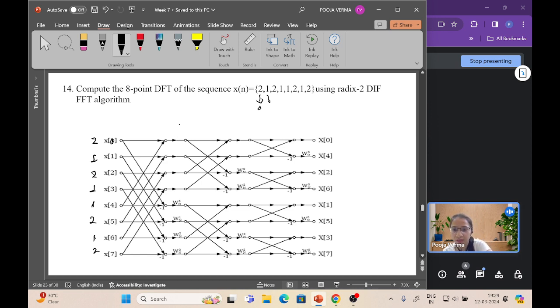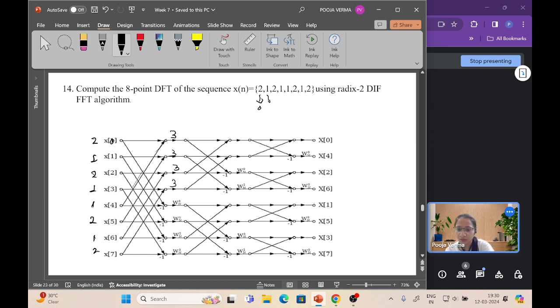Let's calculate this in the first stage. Here it is directly multiplied and added. So 2 plus 1, add this one. 2 plus 1 is 3, right? And x of 1 is 1, 1 plus 2, 3. 2 plus 1 is 3, and 1 plus 2 is also 3.